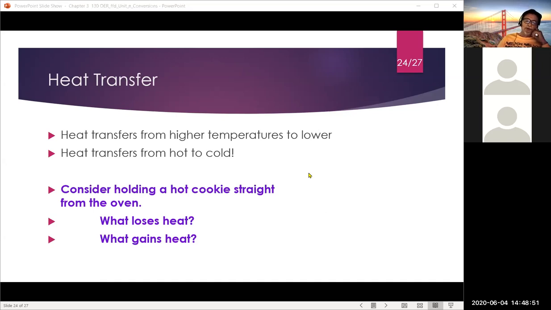So you're cooking, making some cookies, take them out of the oven. What's going to lose the heat? The cookie as you grab it. And who's going to gain the heat? You are. And if it's too hot, it's going to burn you. Okay. All right. So temperature transfers from a high temperature, high energy state to a low energy state.